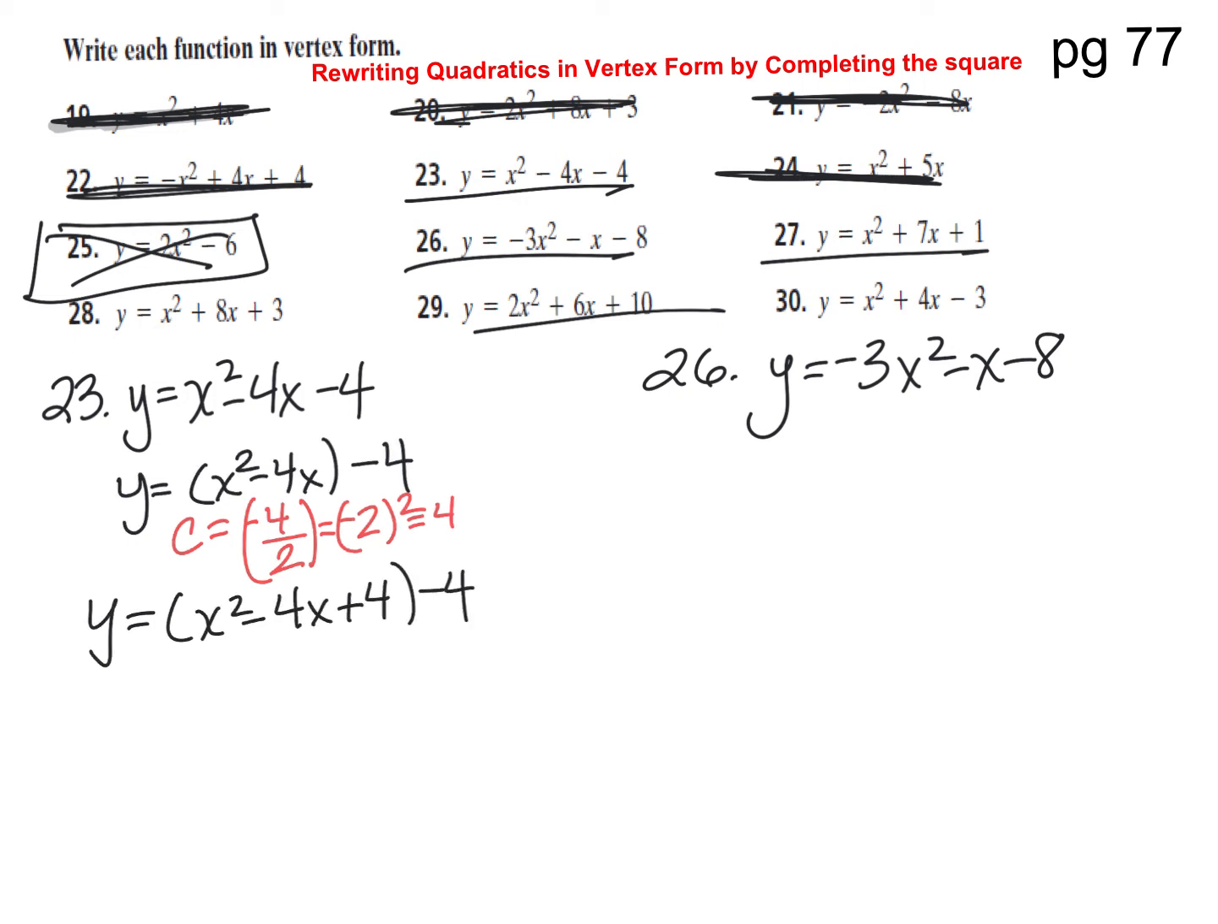I'm going to multiply the number outside, and I don't have one, but remember to always consider that number that's outside, if there is one, with the number I just added in the parentheses. So I really just added 4 in the parentheses. So to balance it, I subtract 4. And then y equals x minus 2, that quantity squared, minus 8.